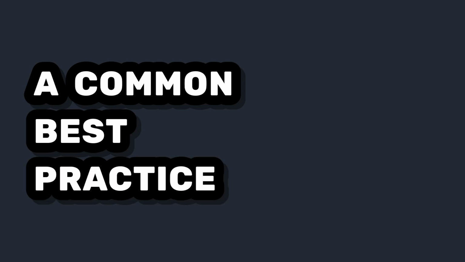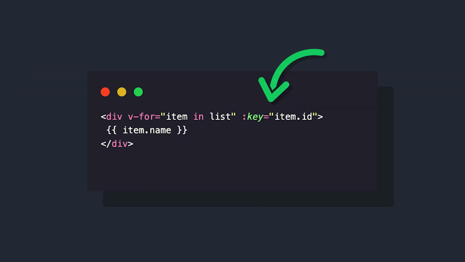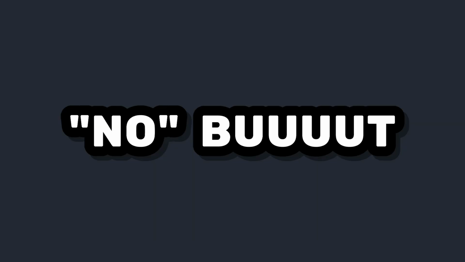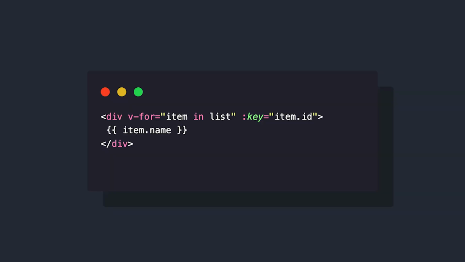A common best practice in Vue is to add a key attribute when we use v-for. But why do we do this, and do we always have to add a key? In this video, we're going to take a deeper dive. To understand this, first we have to know a little bit more about Vue's rendering system.